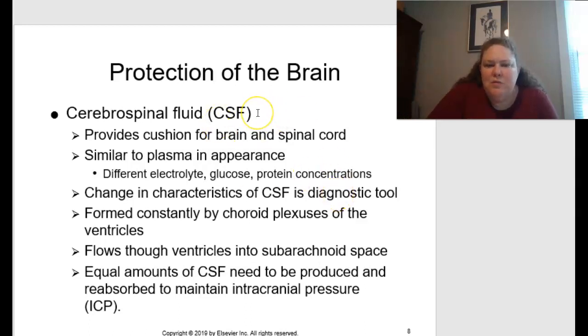So the one that we talk about the most is that CSF, the cerebral spinal fluid, because this provides a cushion for the brain and the spinal cord. And this is similar to plasma in appearance. So it's clear to slightly yellowish, but it should not be cloudy or anything like that. Cloudy means that you might have meningitis or a bacterial infection. So it needs to be clear, not cloudy, and it might have a slight yellowish tinge to it, but mostly it's very translucent. It is different in electrolyte, glucose, and protein concentrations when comparing it to plasma. The change in characteristics of CSF is a diagnostic tool.